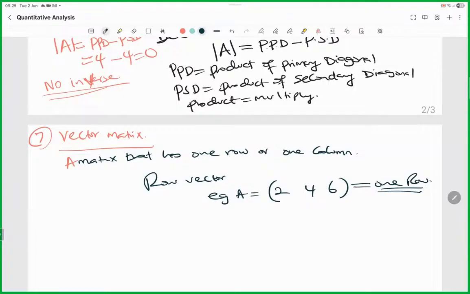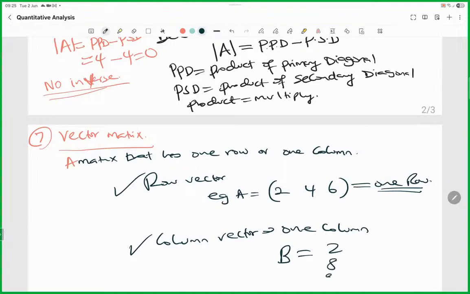And then we have in this case here a column vector. This one has only one column, like B, 2 8 9. So this is a column vector. So any vector matrix is that matrix that has got either one row or one column.